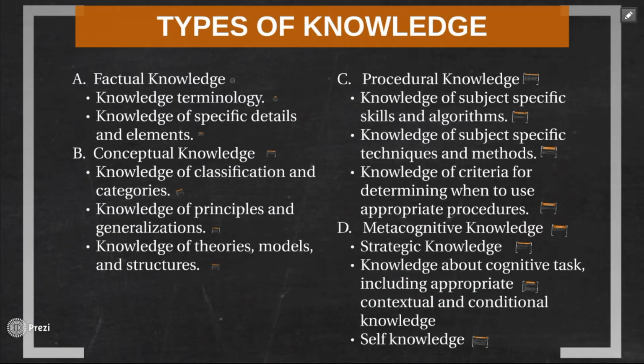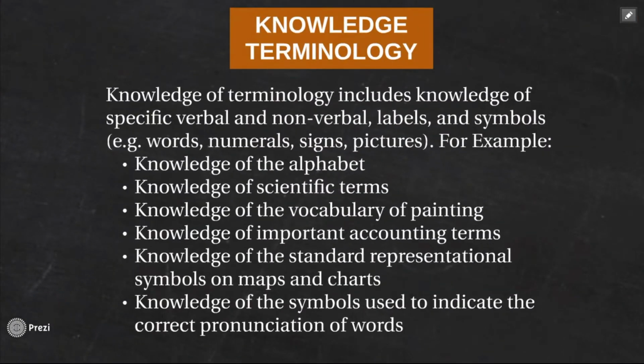In the type of factual knowledge, there is knowledge of terminology. Knowledge of terminology includes knowledge of specific verbal and non-verbal labels and symbols. For example, knowledge of the alphabet, knowledge of scientific terms, knowledge of the vocabulary of painting, knowledge of important accounting terms, knowledge of the standard representational symbols on maps and charts. And the last example, knowledge of the symbol used to indicate the correct pronunciation of words.